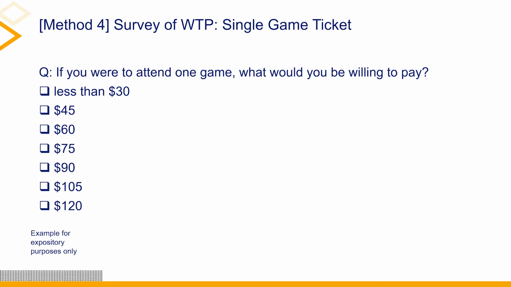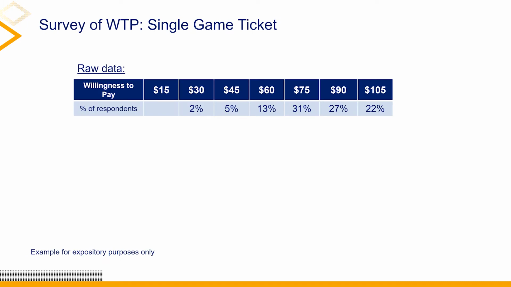Method number 4, a survey of willingness to pay. Assume you are, say, the Atlanta United professional soccer team wanting to price 200 level single game tickets. You ask a willingness to pay question in a survey. While it can be an open-ended question, it is much easier for respondents if you provide response categories, and it is much easier if the response categories are equally spaced. The survey results are the percentage of respondents' self-explicated willingness to pay for each price level in the survey.